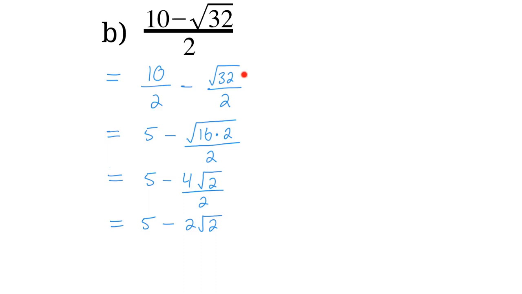So I broke this up into two fractions. I did 10 divided by 2 minus the square root of 32 divided by 2. And 10 over 2 is just 5. And then I broke up this square root of 32 into the square root of 16 times 2 because the square root of 16 is just 4. So that broke down nicely. So we have 5 minus 4 root 2 over 2. And this negative 4 over 2 can be reduced into negative 2. So our final answer came out to 5 minus 2 root 2.